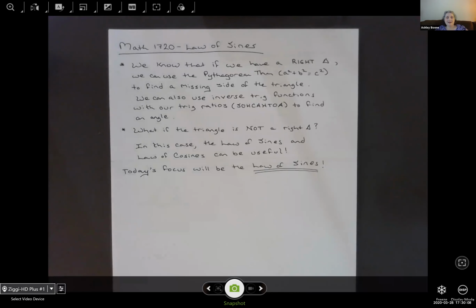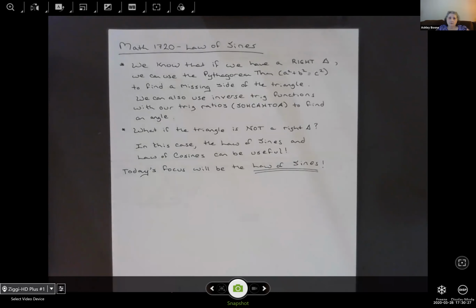Hello, let's go ahead and look at another type of application of triangles with trigonometry. And we're going to talk about something called law of sines today. But first of all, let's think about some of the things we've already covered in the past.